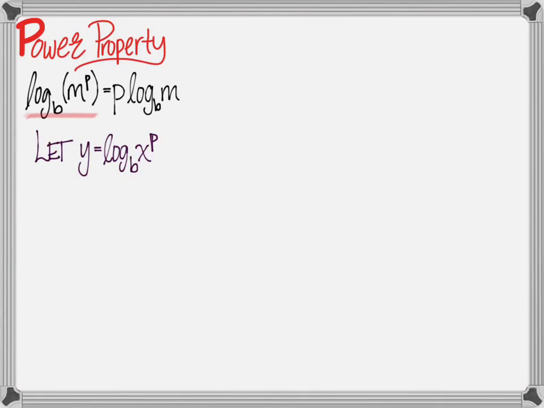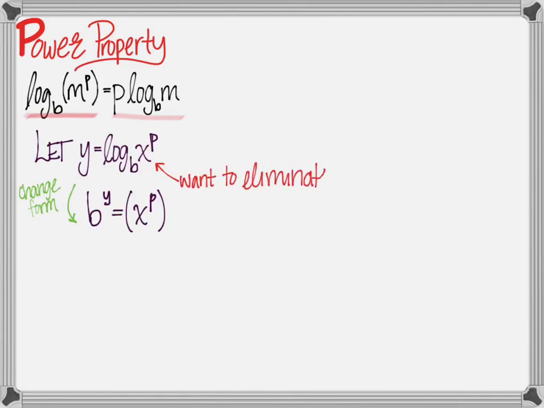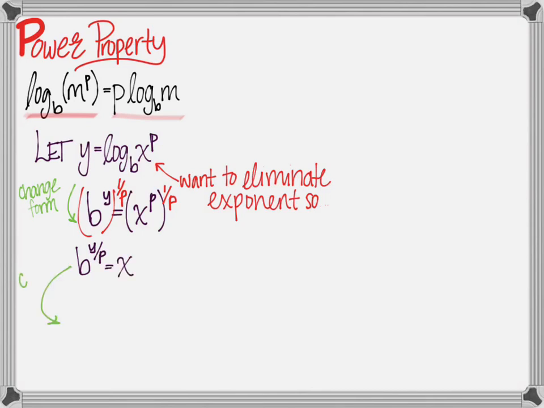And then we're going to change the form to an exponential equation. So my base to the y power is equal to x to the p. Now, if you look back up in our original equation here, we really want to make it so we don't have an exponent for p. So what I'm going to try to do is eliminate this exponent. And if we were solving, we could do that by taking the pth root of both sides or raising to the 1 over p power. So I'm going to do that to both sides, and we'll get b to the y over p equals x.